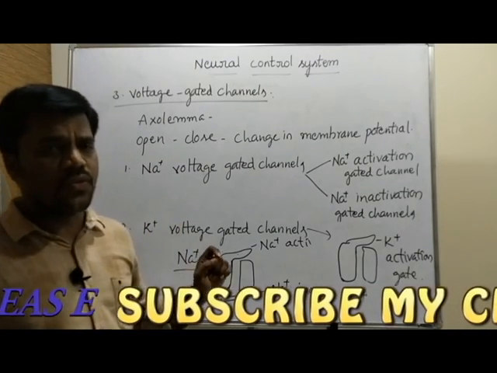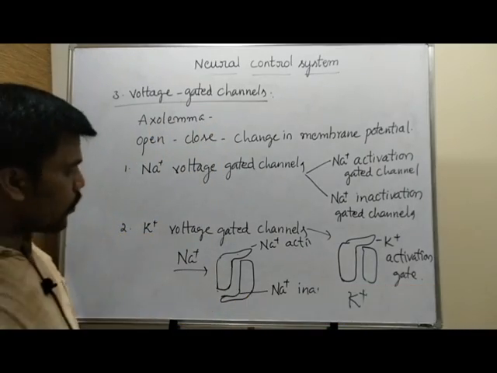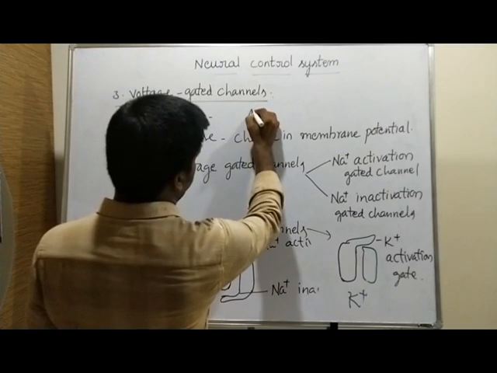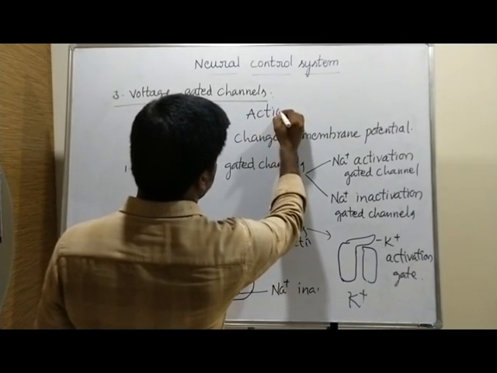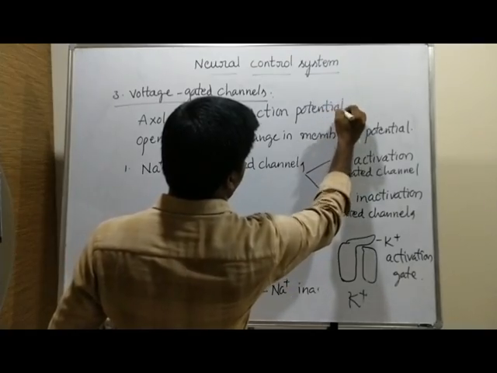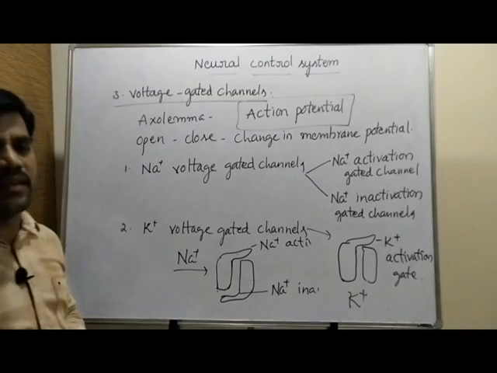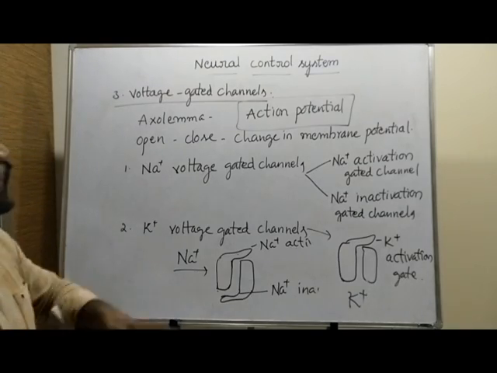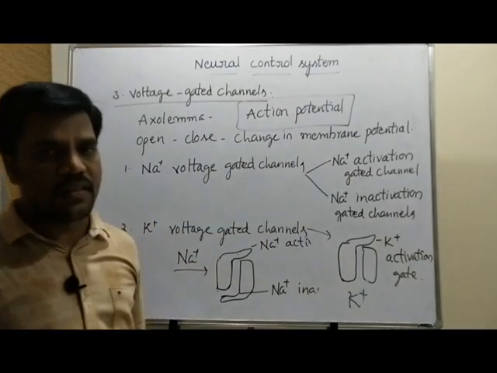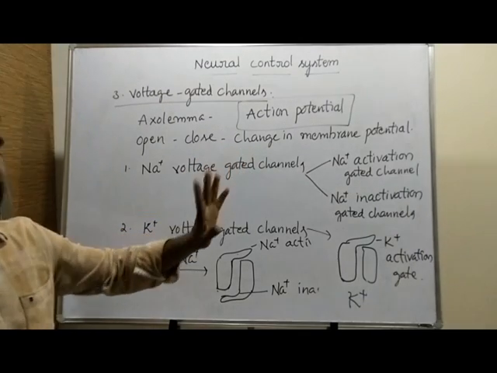So what is the main use of the voltage gated channels? These voltage gated channels create the action potential. This is very important. The action potential, the nerve impulse, is generated by the voltage gated channels.